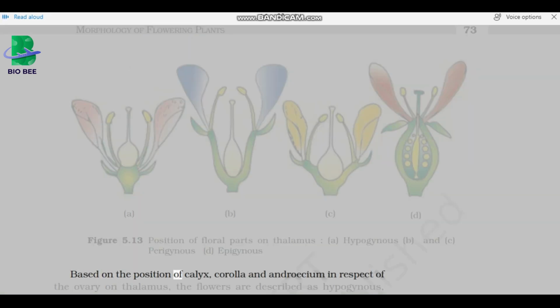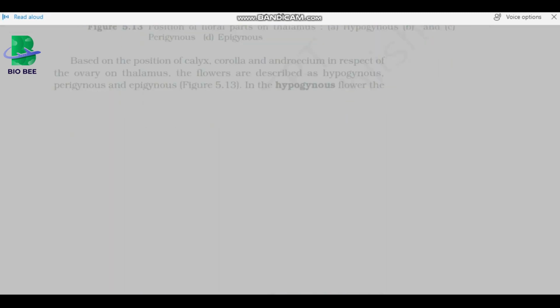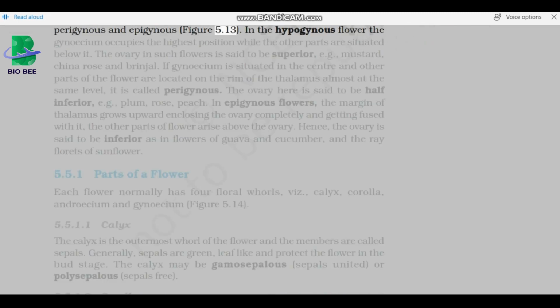Based on the position of calyx, corolla and androecium in respect of the ovary on thalamus, the flowers are described as hypogynous, perigynous and epigynous, figure 5.13. In the hypogynous flower the gynoecium occupies the highest position, while the other parts are situated below it. The ovary in such flowers is said to be superior, example, mustard, China rose and brinjal.